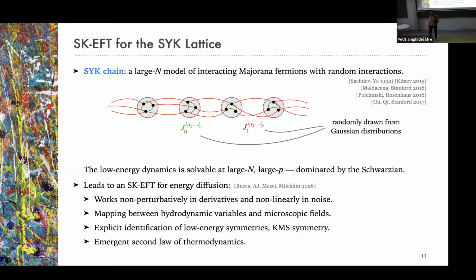It works non-linearly in noise, no matter how many quadratic, cubic, quartic noise couplings that you want to put in. I mean, at least in this simple example, you know exactly how the hydrodynamic variables are coming out of the microscopic field, which is quite rare to see in theories of this kind. You can explicitly identify what are the low energy symmetries of your theory. In particular, you can derive the KMS symmetry in these models. And of course, there's an emergent second law of thermodynamics. Again, I'm not going to talk about the last one.